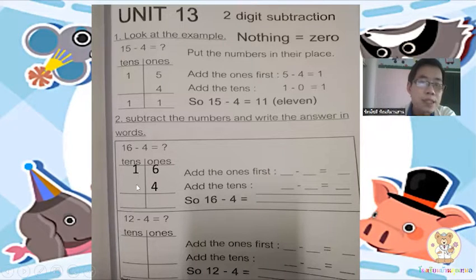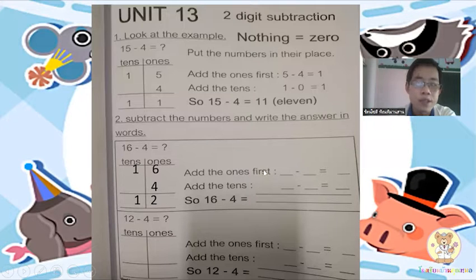1 minus 0 because there is no other number over here. That's why 1 minus 0 equals 1. 16 minus 4 equals number 12. You can see that number 1 and number 2 are close together. In English, it is called number 12. T-W-E-L-V-E, number 12.